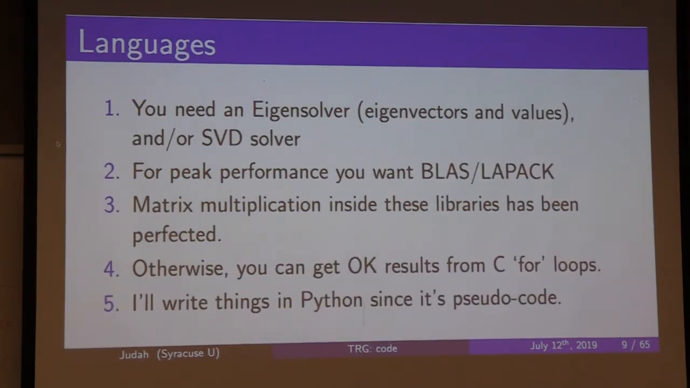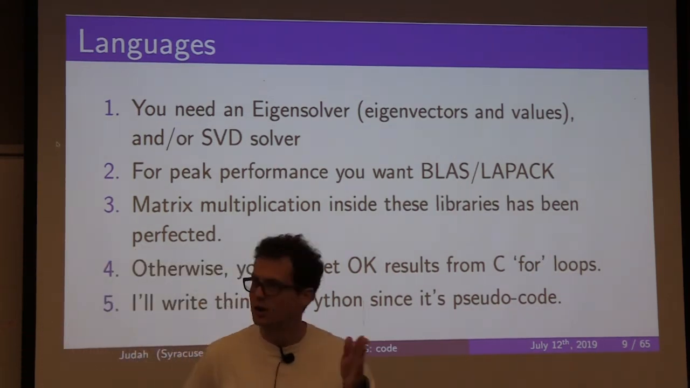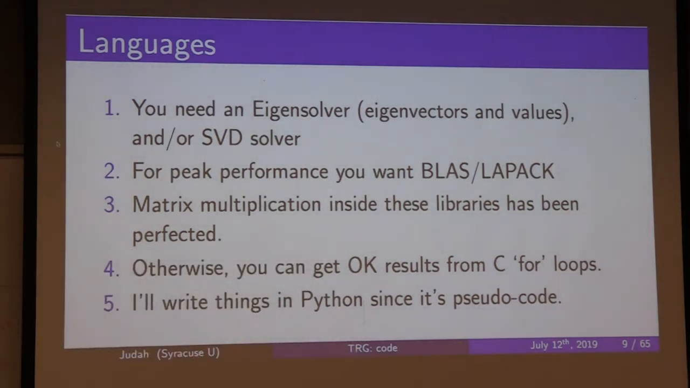Okay, things you do need, prerequisites. You're going to need an eigensolver, so you need something that can give you eigenvalues and eigenvectors. That's necessary. And singular value decomposition, which is very similar. If you want to step your game up and you're serious about this and you want some real speed in this algorithm, you're going to want these libraries. They're in C++ and other languages. The reason is matrix multiplication in these libraries.